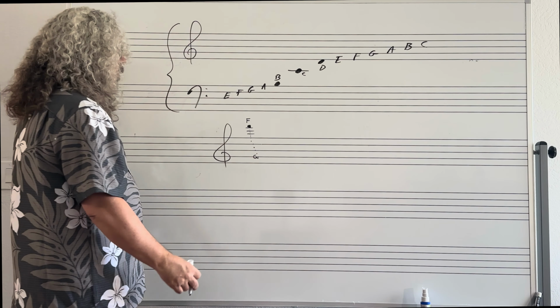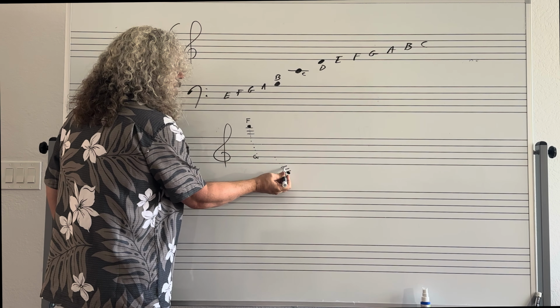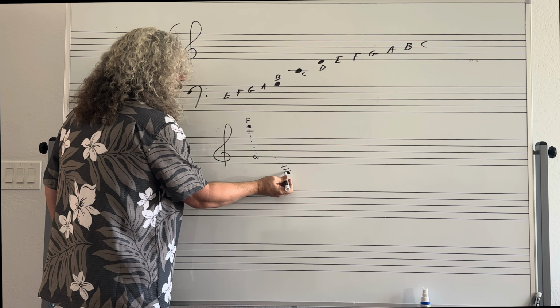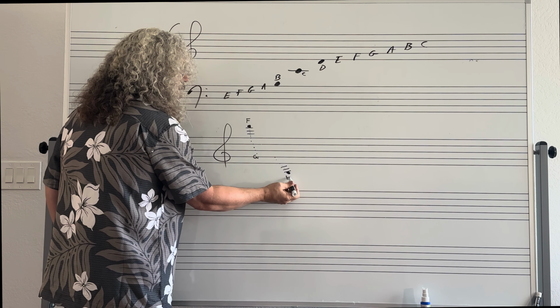How about going below? Let's do this note right here. Now we're just going to do the alphabet backwards. G, F, E, D, C, B, A, G, F. This would be an E.